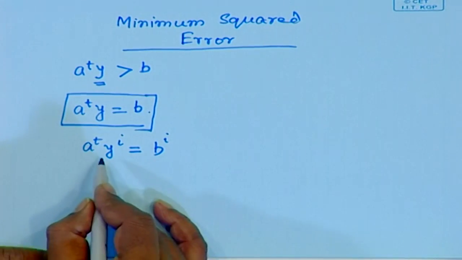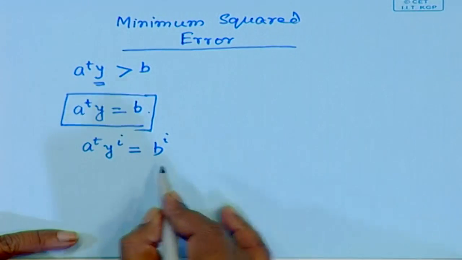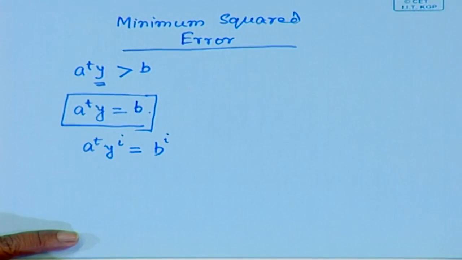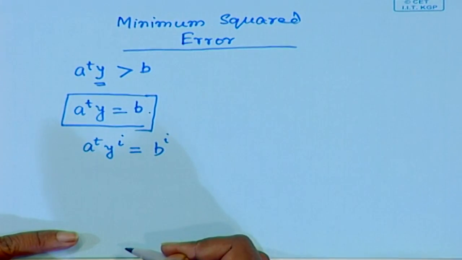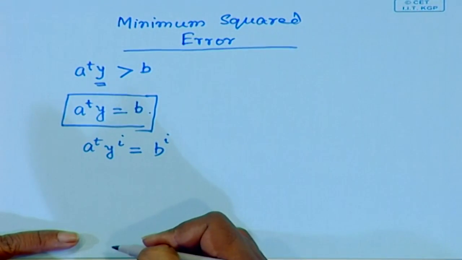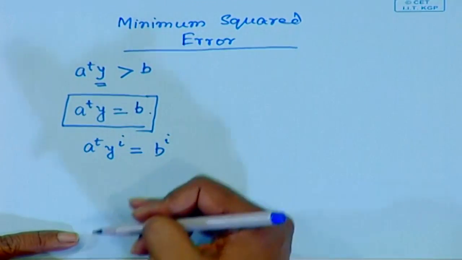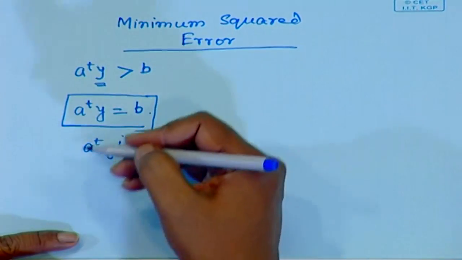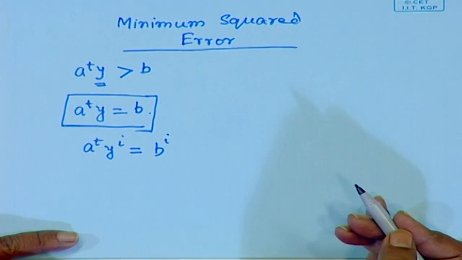Okay. So, for every ith sample I have such an equation. I have n number of such samples. So, I get n number of such equations. Then what I have to do is I have this n number of simultaneous equations, and I have to solve them.